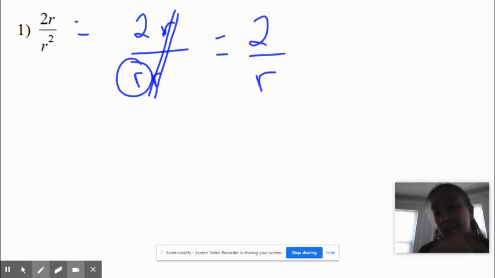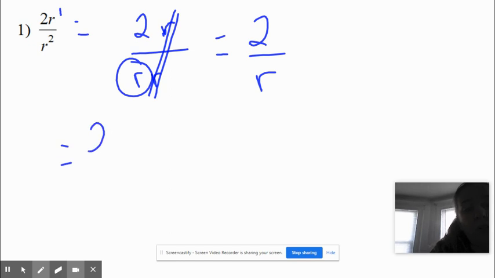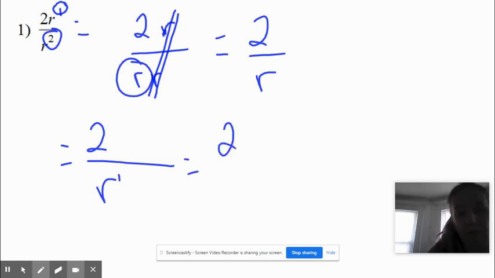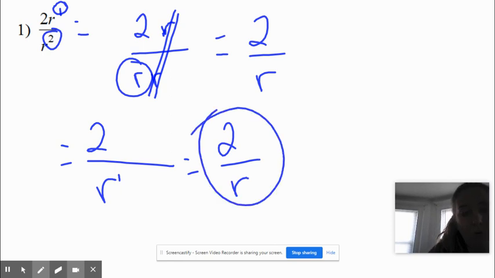A quick trick so that you don't have to write it out and cancel: if you have an r on top with no exponent, put a 1, always a 1 if there's nothing there. And then you just subtract. So this big 2 comes over, nothing can be done with it. And then you subtract. 2 minus 1 is 1. So we're left with r to the 1. But we know it has to go in the bottom because that's where the original bigger one was. And of course, we don't write 1s in our final answers. So we have 2 over r.